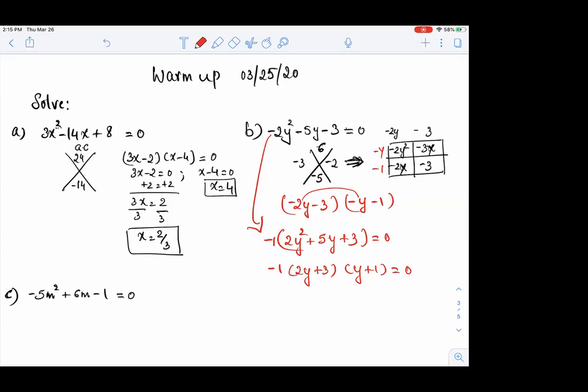Now when you use the zero product property, you just ignore the negative one, because even if you set negative 1 equal to 0, that's not going to make any sense. So you take the first factor, 2y plus 3 is equal to 0. The second factor is equal to 0. And then you have y is equal to and y is equal to. What is y equal to from the first factor?